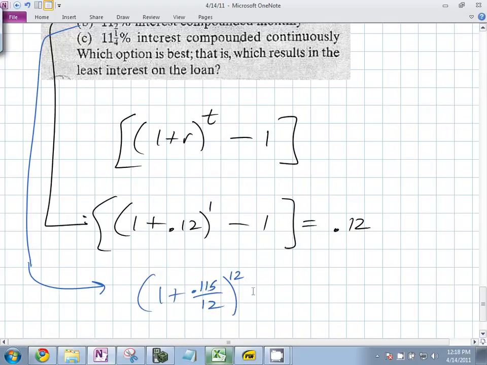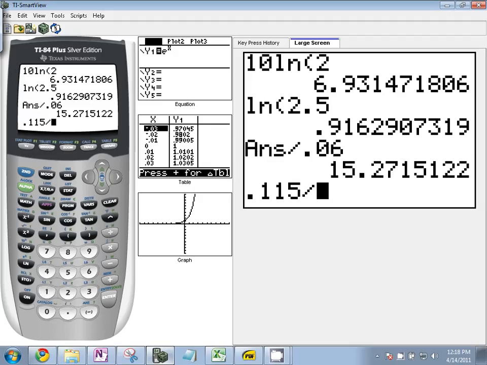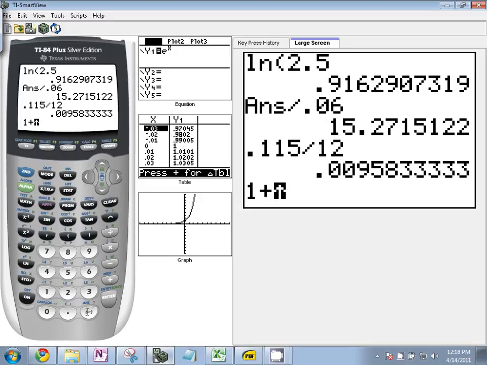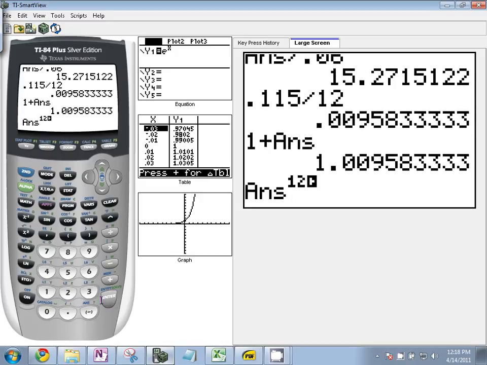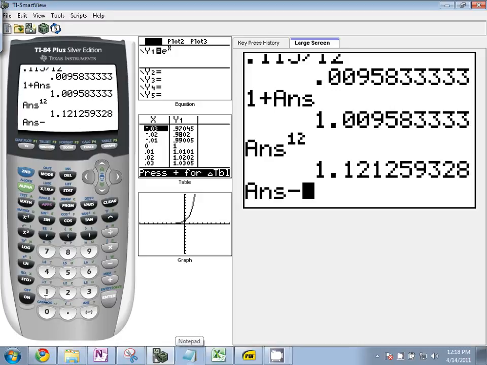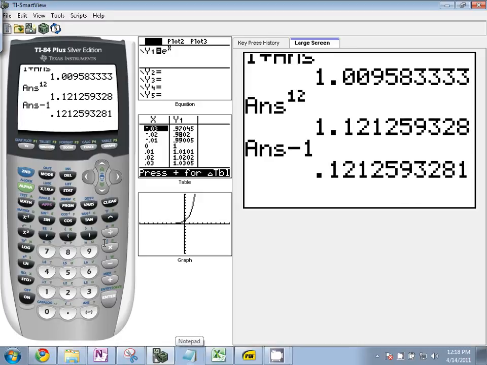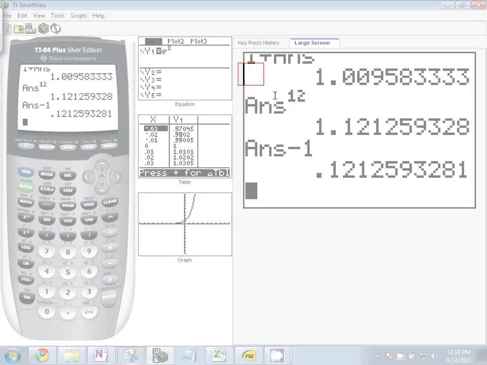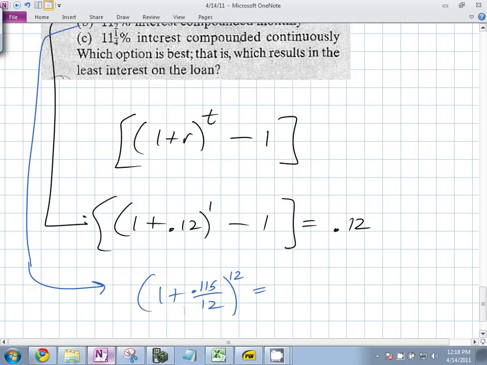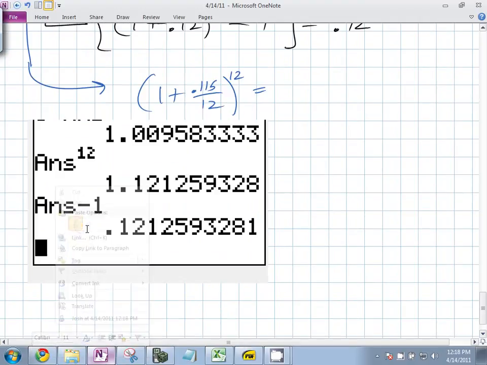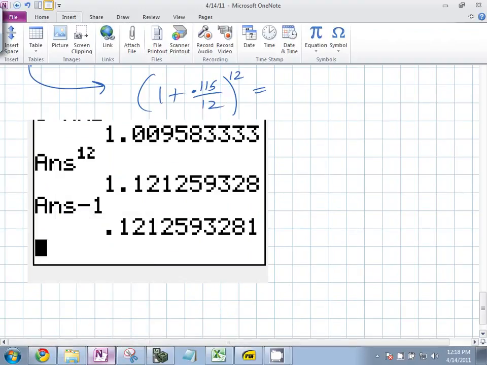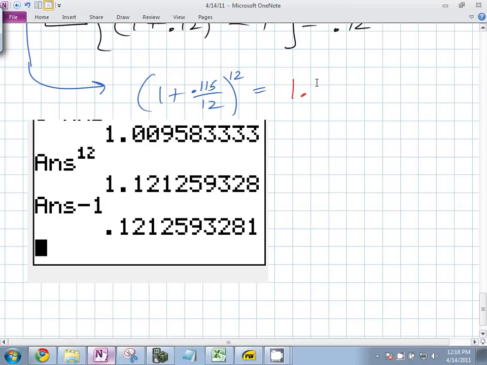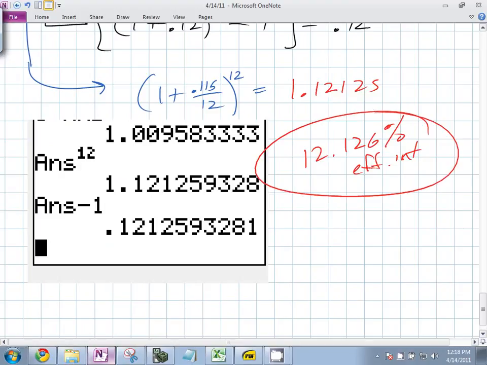So if you do this out on your calculator, 0.115 divided by 12, 1 plus that answer, and you raise that to the 12th power, you end up with that, and what do you have to subtract? 1. So what do you end up with? What's the interest rate? Exactly, it's a little higher. So you end up with a 12.126% effective interest. So if you took the interest rate once at 12.126, it would be the same as doing 11.5 compounded monthly.